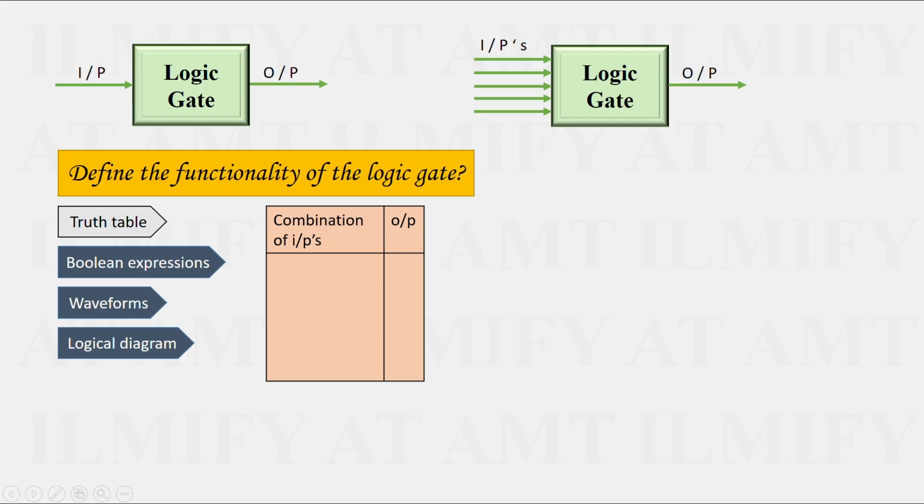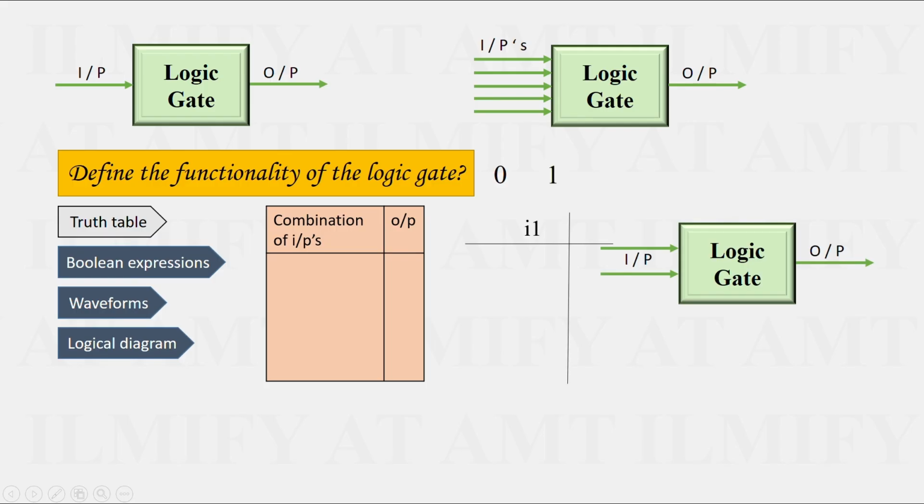For one input gate, we can either give 0 or 1. For 2 input gate, we have to consider all the combinations of 2 inputs. We will keep input 1 as 0, and for input 2, we can either give 0 or 1. So we can write it as 0, 0 and 0, 1. Next we will keep first input as 1, and again input 2 can be either 0 or 1. Therefore, we can write it as 1, 0 and 1, 1. We got total of 4 combinations.